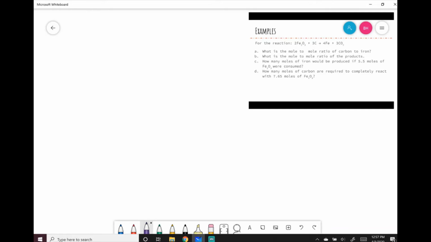The first part says, what is the mole to mole ratio of carbon to iron? You're going to have problems just like this in your homework. So we want to identify where carbon and iron are. I have carbon right here and iron right here. Now, how do I tell what my mole to mole ratio is? You want to look at your coefficients. So what does it say? The 3 in front says I have 3 moles of carbon to 4 moles of iron. So that is my mole to mole ratio, again just looking at those coefficients.